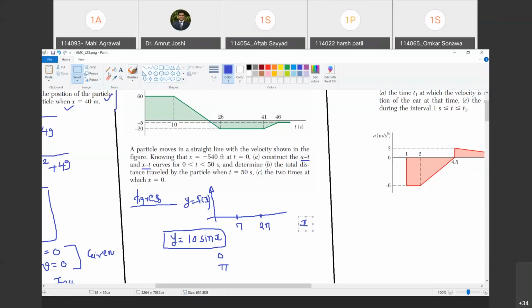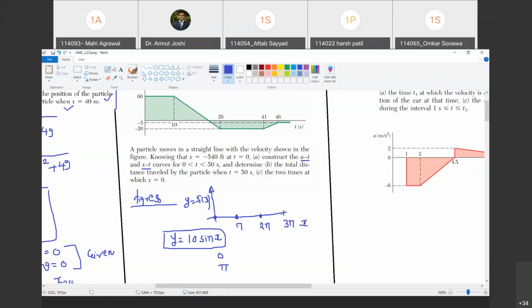X is equal to 3 pi, so on and so forth. So as the value of x is pi, 2 pi, and 3 pi, this function assumes value 0. Do you agree with me? Yes, sir. So I plotted those values here.